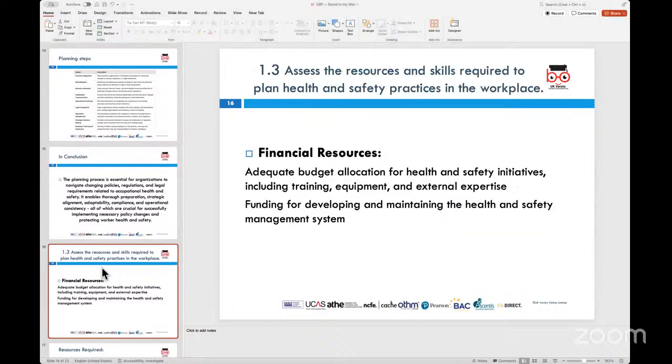Now, the third assessment criteria that we have to look at is, we need to talk about what resources and skills are required to plan health and safety in a particular workplace.